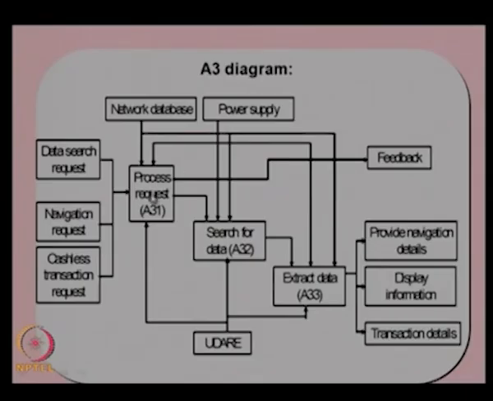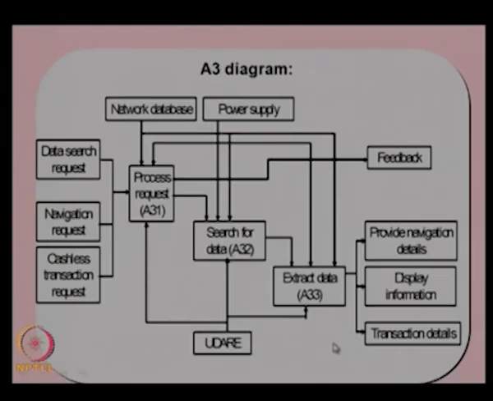And then the processed information will be sent to the database for searching for the data, and whatever data is obtained will be given as an output to the next level. So, A4 function or to the outputs. So, this is the level 1 diagram, and as you can see the network database will be used as an input here, and other input requests will also be used. Of course, power supply and other control inputs will also be coming to this in order to provide the service.